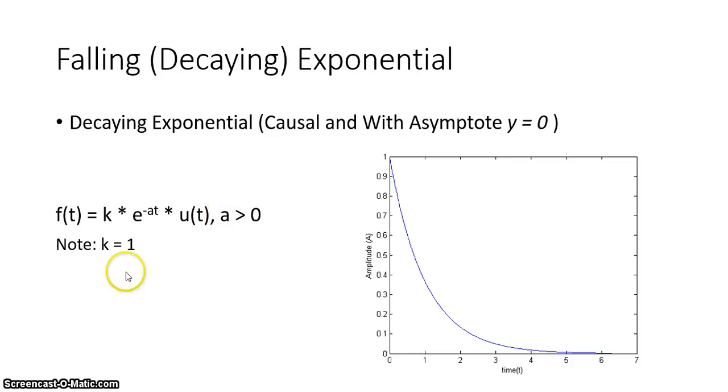And this is true as long as a is greater than 0. In the case that we showed here, k is equal to 1. That's why when t is equal to 0, which makes the exponential go to 1, then 1 times 1 gives us this value right here. So that's the falling or decaying exponential.